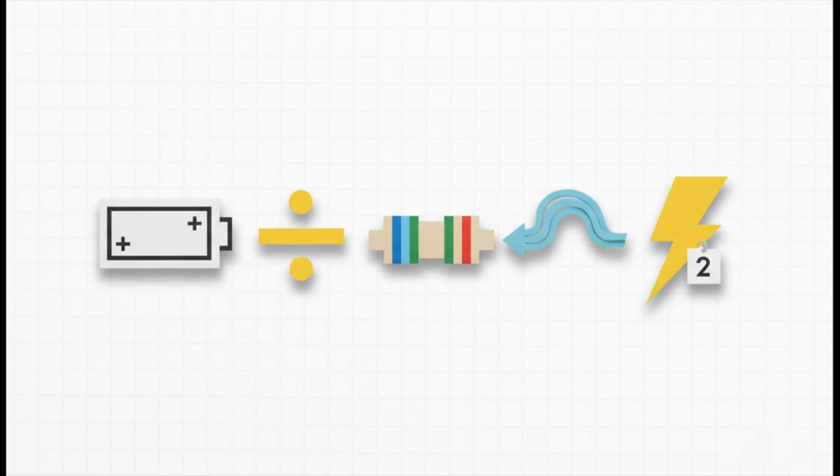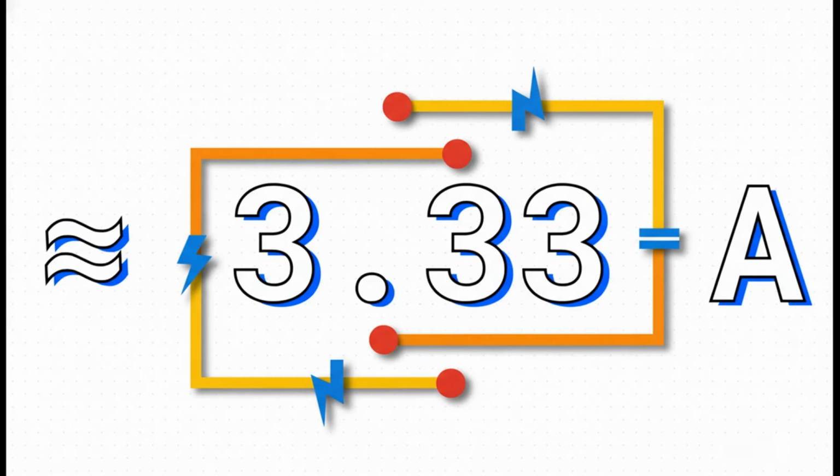All right, on to the second branch with R2. The process is exactly the same. No tricks here. We've still got that 10 volts across it, and this time the resistance is 3 ohms. So 10 divided by 3, that gives us about 3.33 amps. Perfect. So now we have both our branch currents. We know how much current is going down each path after that split.